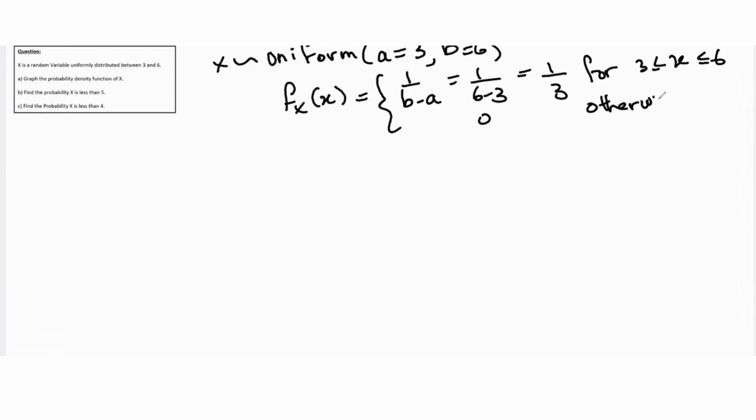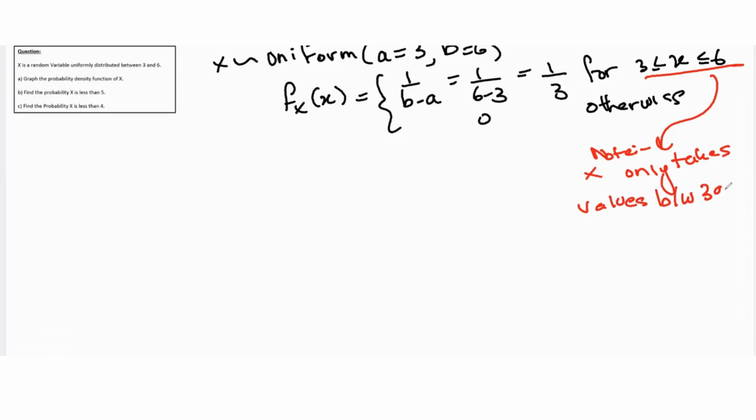Whenever you're looking at any random variable, whether it's discrete or continuous, it's very important to keep in mind the values it takes. So in this case, note X only takes values between 3 and 6, where its PDF is non-zero, because a continuous random variable takes values where its PDF is non-zero.